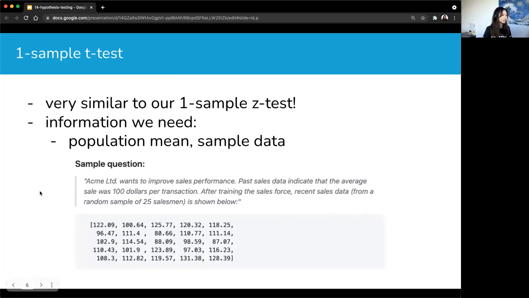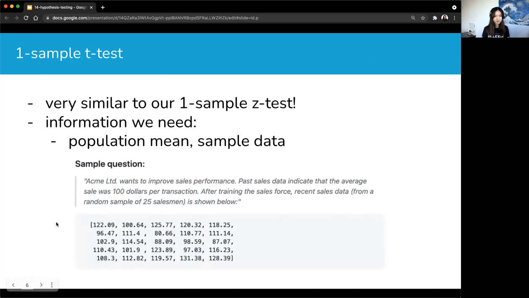So here's our sample question. Acme Limited wants to improve sales performance. Past sales data indicates that the average sale was $100 per transaction. But after training the sales force, recent sales data from a sample of 25 salesmen is shown below. And then we have these 25 numbers.